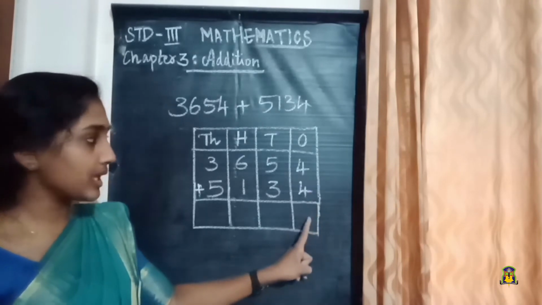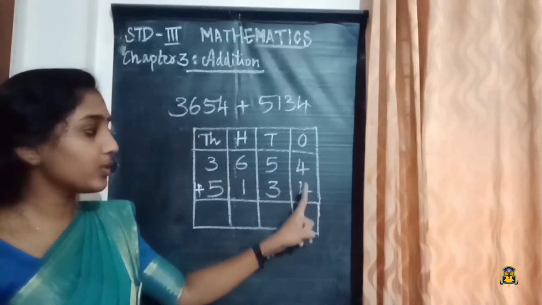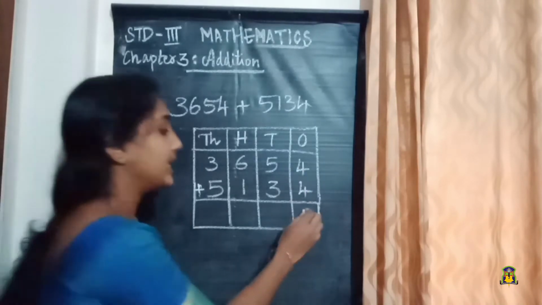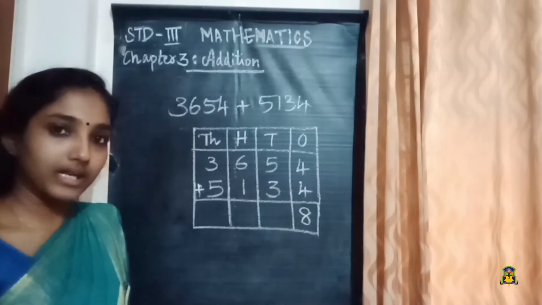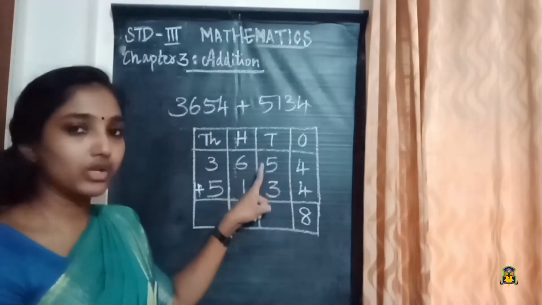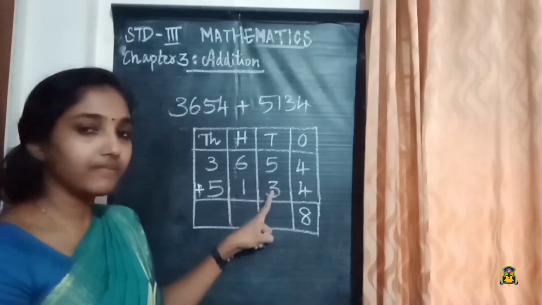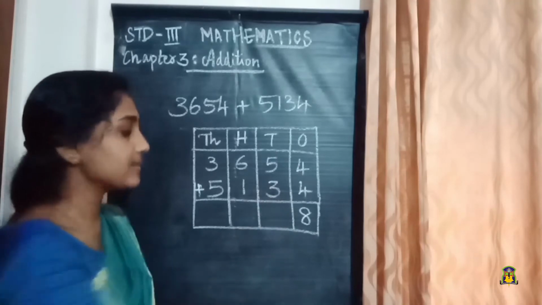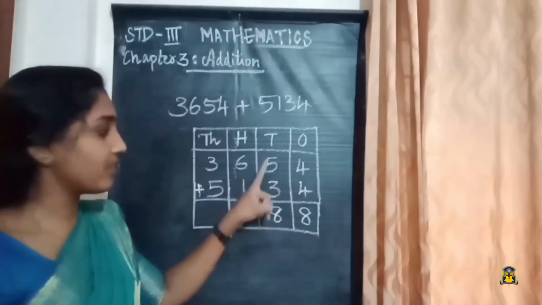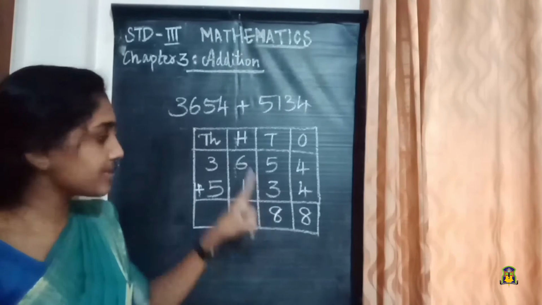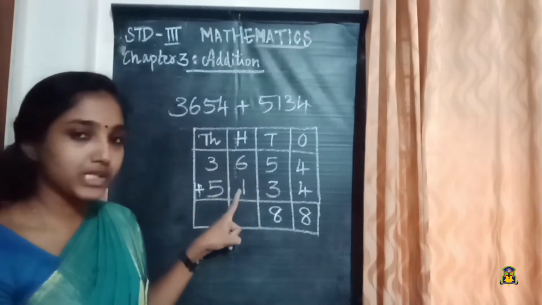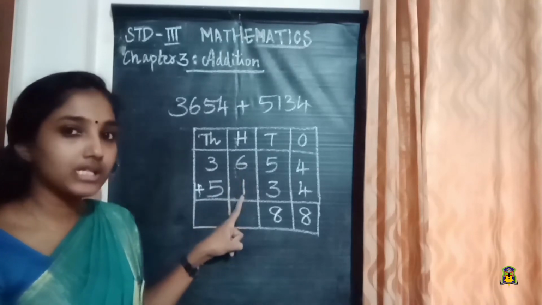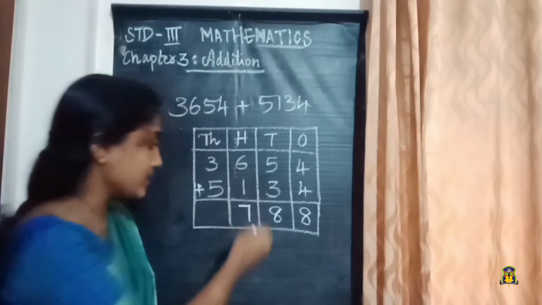Okay. So in the ones place, which are the digits? It's 4 and 4. So 4 plus 4 makes 8. Okay. Next, moving on to the tens place. It is 5 and 3 in the tens place. So 5 plus 3 we will get 8. And then in the hundreds place we have 6 and 1, and 6 plus 1 is 7.